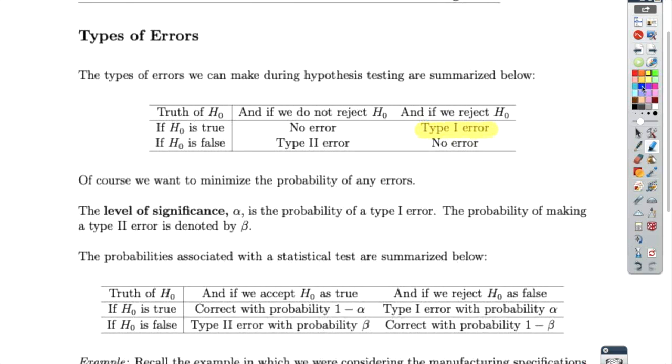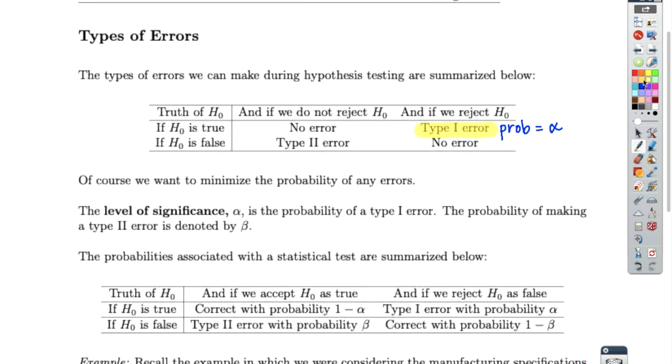And the probability of a type 1 error is alpha. We say the probability of a type 1 error is alpha. And that's just what this is saying: type 1 error with probability alpha.